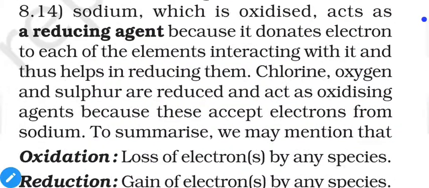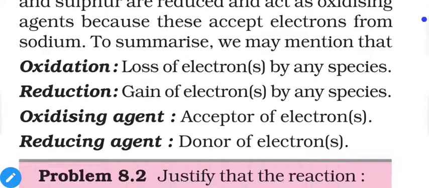In this reaction sodium, which is oxidized, acts as a reducing agent because it donates an electron to each of the elements it interacts with, thus helping reduce them. Similarly, chlorine, oxygen and sulfur are reduced and they act as oxidizing agents because they accept electrons from sodium, and that's why sodium is oxidized. To summarize: oxidation means loss of electrons by any species, reduction means gain of electrons by any species, an oxidizing agent is an acceptor of electrons, and a reducing agent is a donor of electrons.